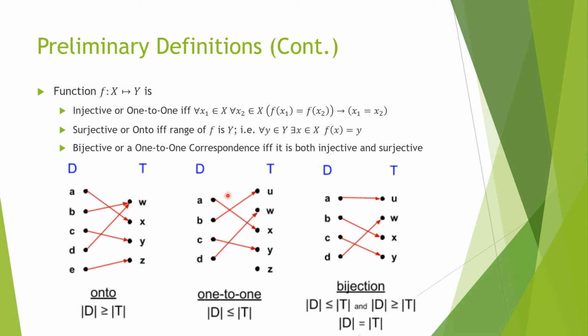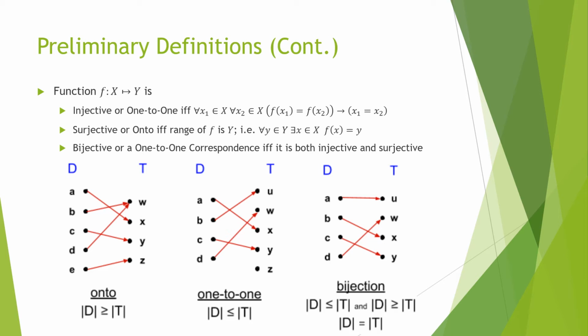This is a function that is not onto or not surjective. Why? Because, for example, z is in the target, but it's not in the range. Why? Because there's no element in the domain that is mapped to z, because no arrow goes toward element z. So we have provided the definitions of injective and surjective.